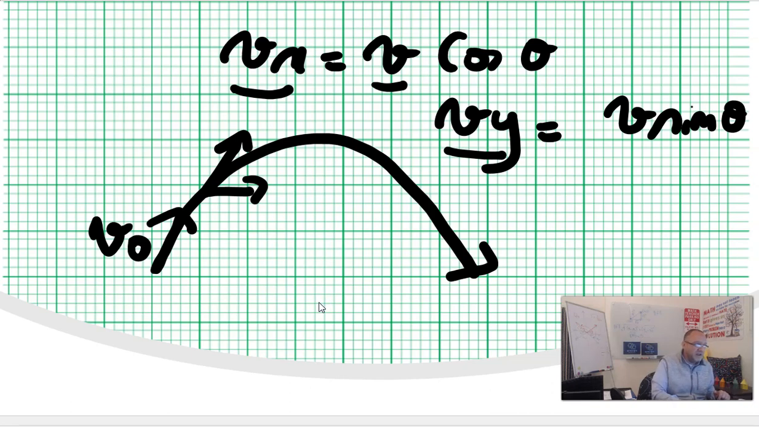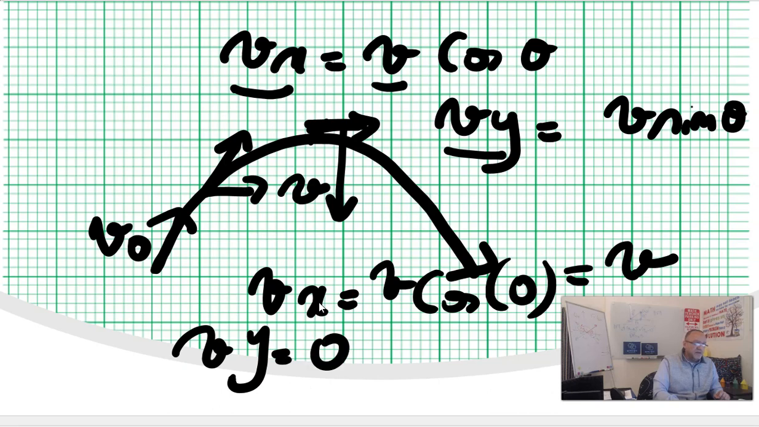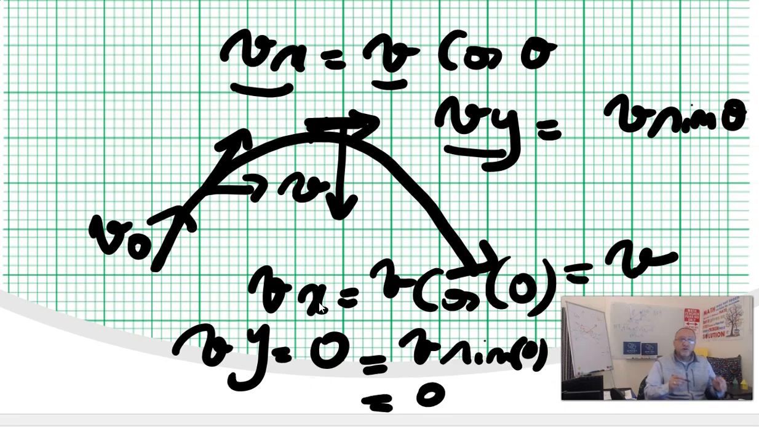This is what you study in math and in physics in grade 10 and 11. Here, what happens? Vy equals zero. There's no Vy here. And right on top, Vx equals V cosine of zero. What's cosine of zero? It's one, because the angle right here on top is zero. So Vx is V times cosine of zero, which is one. So Vx equals V, and Vy equals zero, because Vy equals V times sine of zero, which is zero. So that's why there is no vertical component.